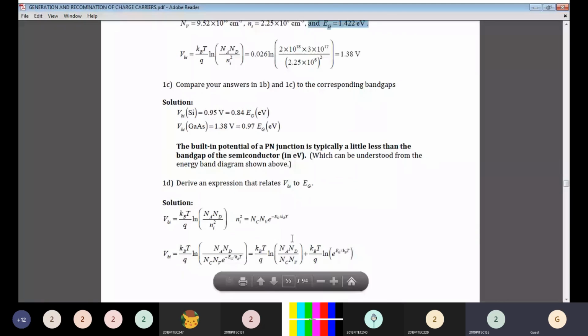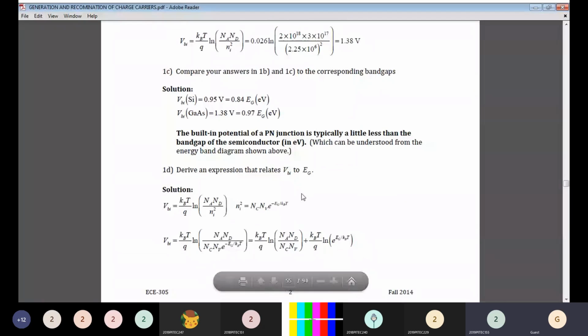Now derive the expression that relates VBI to Eg. VBI equal to kBT by q ln of Na Nd by ni square, where ni square equal to Nc Nv e to the power minus Eg by kBT. And VBI equal to kBT by q ln of Na Nd by Nc Nv e to the power minus Eg by kBT, equal to kBT by q ln of Na Nd by Nc Nv plus kBT by q ln of e to the power Eg by kBT.